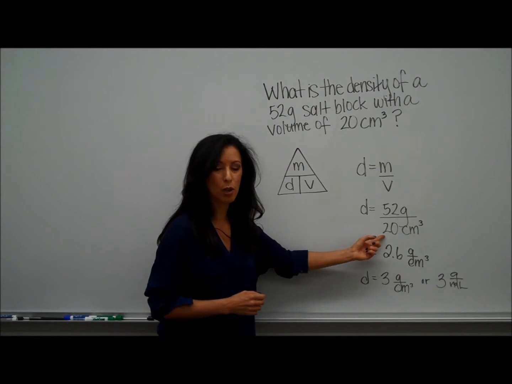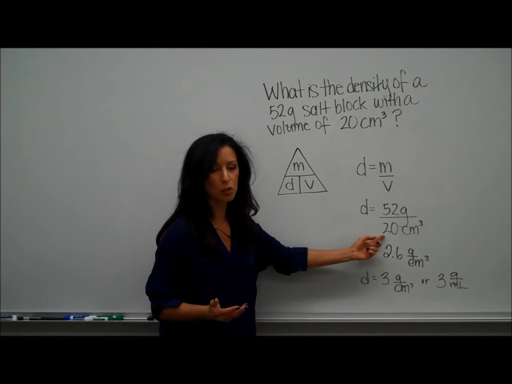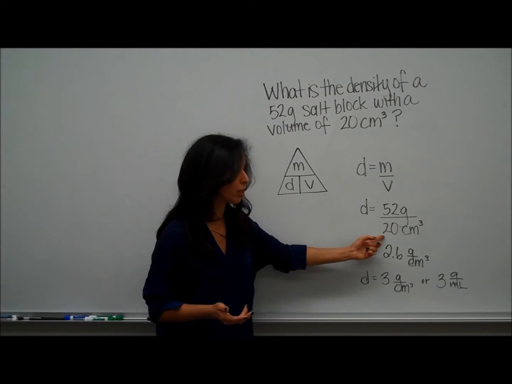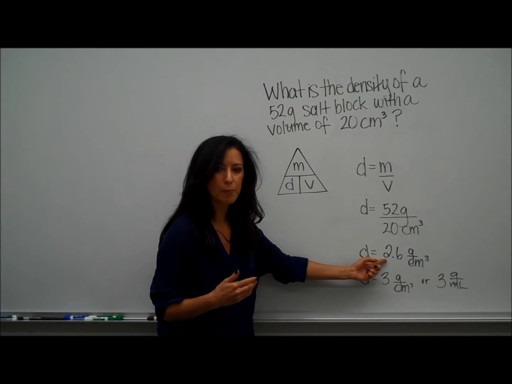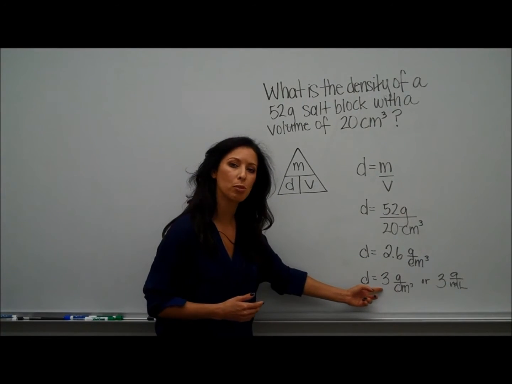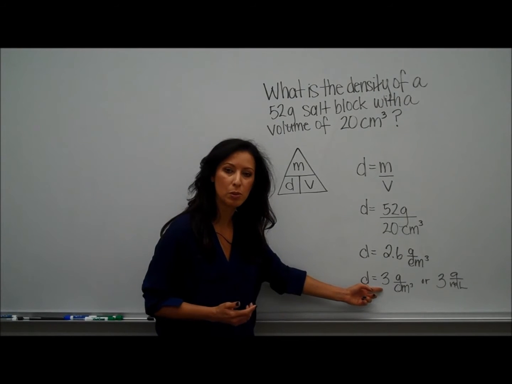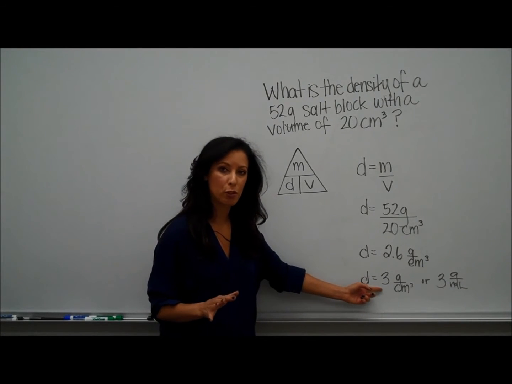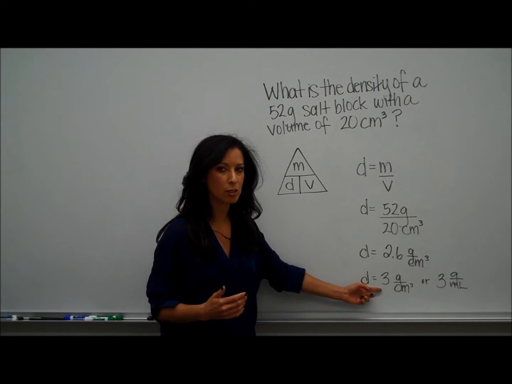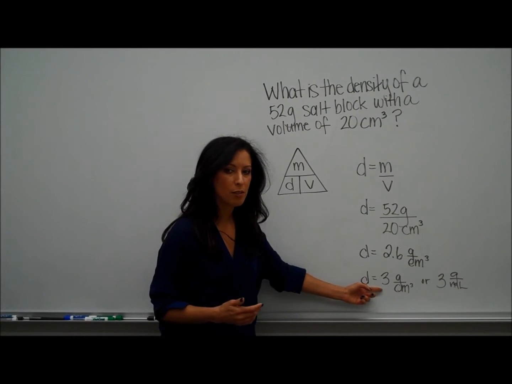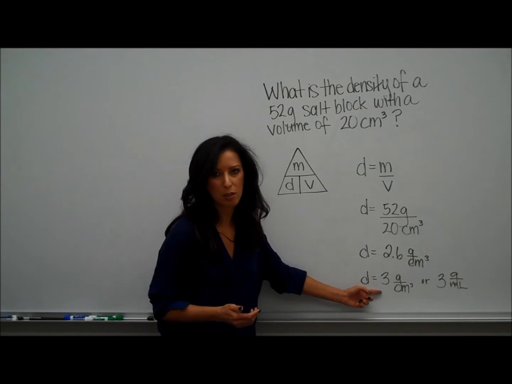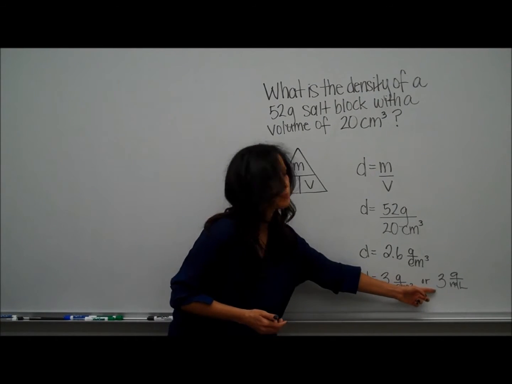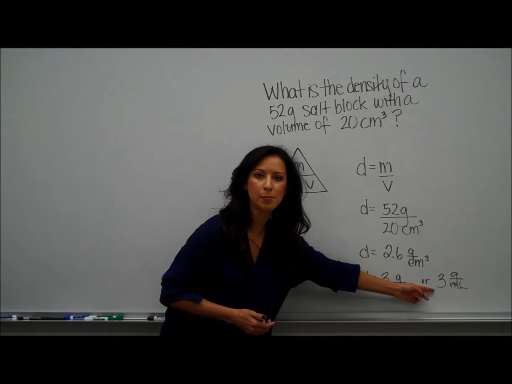Since 20 contained one significant figure, our result should also contain one significant figure, and the 2 in 2.6 should be rounded up to 3. So our final answer is 3 grams per centimeter cubed. Sometimes they prefer the answer in grams per milliliter. Since 1 milliliter equals 1 centimeter cubed, the answer will be the same in grams per milliliter. So 3 grams per centimeter cubed is also the same as 3 grams per milliliter.